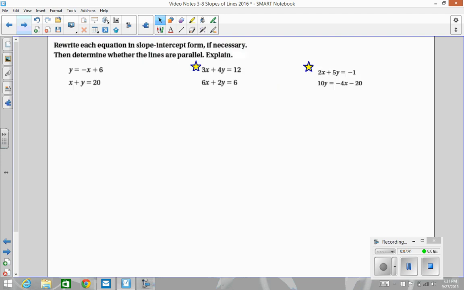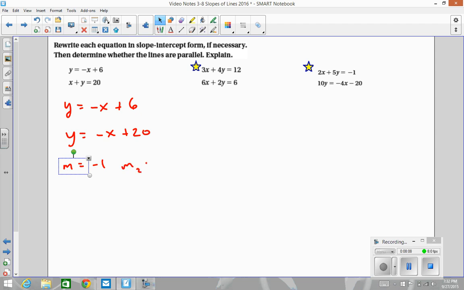All right, so now we want to rewrite each equation in slope-intercept form, and it says then determine whether the lines are parallel or not. So if I take this first set of lines, the first one is y is equal to -x plus 6. That one is already in slope-intercept form. The other one we need to manipulate, so that'd be y is equal to -x plus 20. The slope of the first one is -1. The slope of the second one is -1. Therefore, they are parallel.